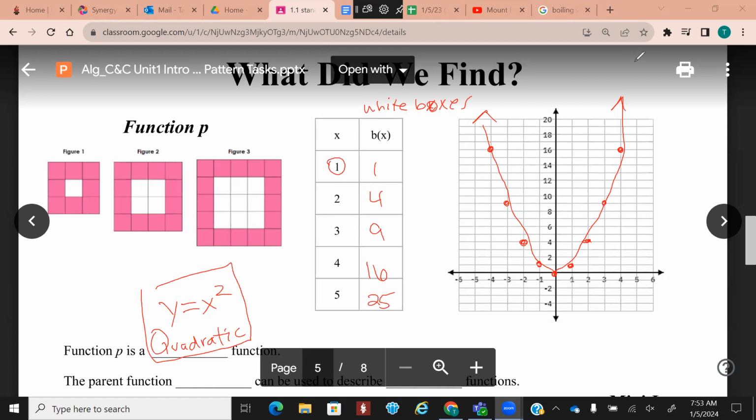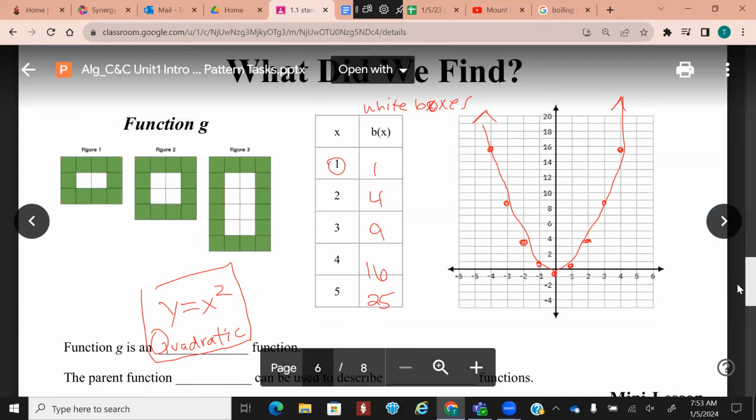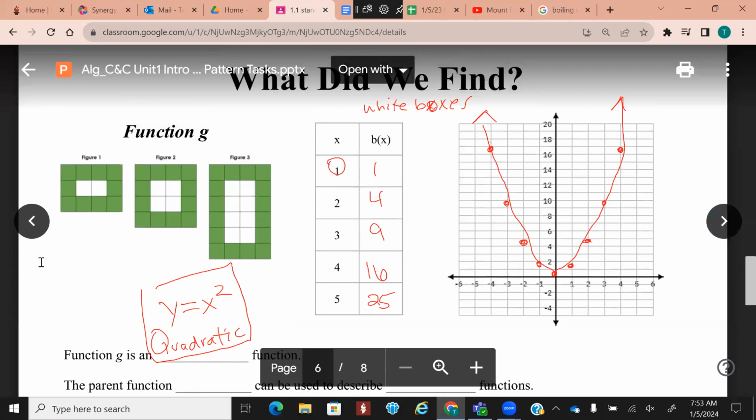Okay, so we got linear, we got quadratic. JK? Nope.